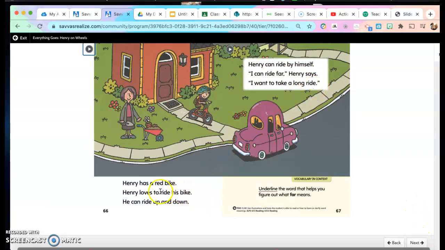So what is Henry doing? He's riding his bike. I wonder where he's going to ride.